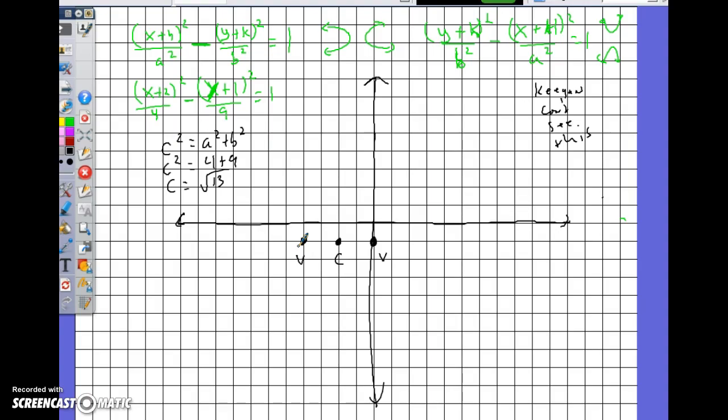What would root 13 be? 3 and a little bit more. So right about here is my foci, and then 3 and a little bit more, here's my other foci. Okay? Okay, so far so good.